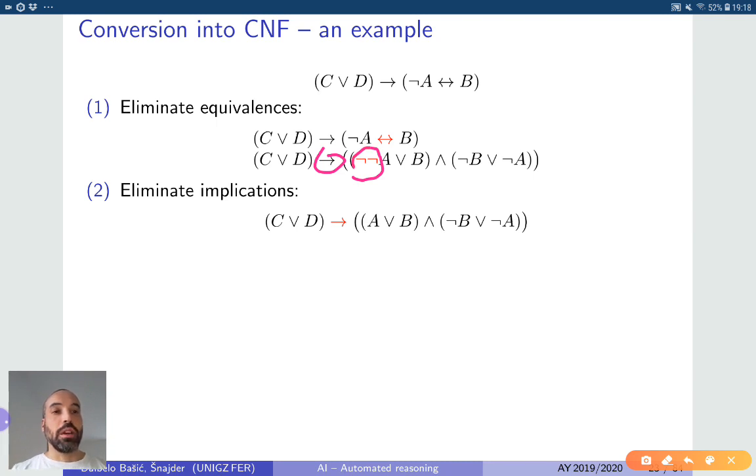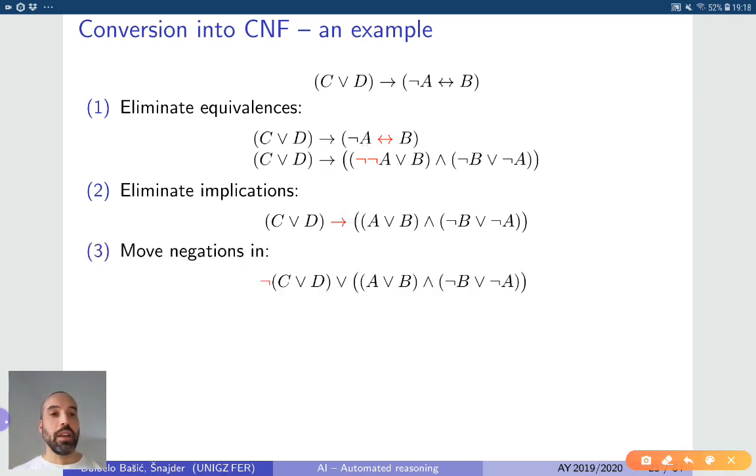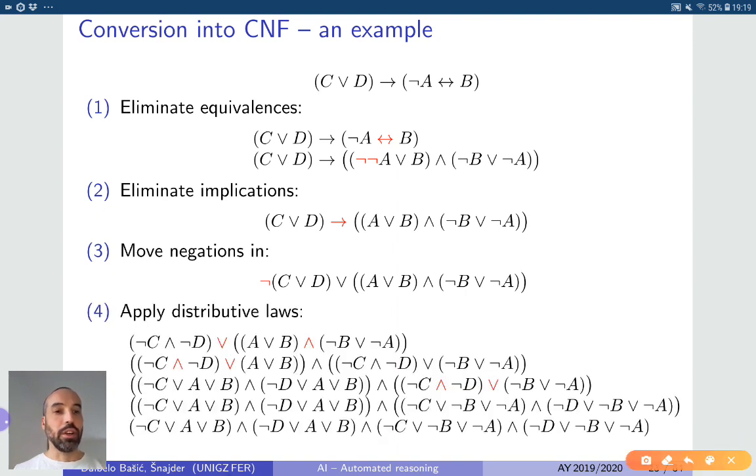Now, to eliminate the implication, I'll rewrite this as not antecedent or consequent, right? And here I am. The next step is to move the negations in. So there's one negation, but actually the scope of the negation is two atoms, and I need negations to be next to atoms. So what I'm going to do here, I'll be applying De Morgan's law, and this will get me not C and not D, right? Not C and not D. Here I am. Okay, so this is what I'm left with after step 3.